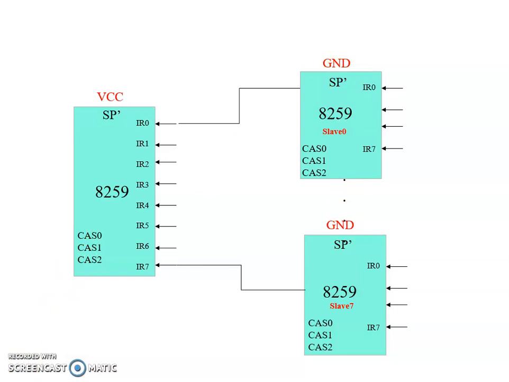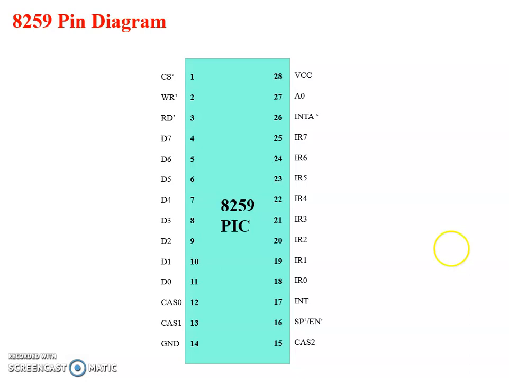In buffered mode, it functions as the EN bar output line. In this mode, it is used to disable the transceiver buffer and enable its own data buffer. So in buffered mode, this pin functions as the EN bar output line, and it will disable the transceiver buffer and use its own data buffer.